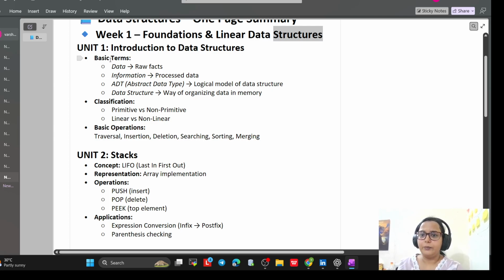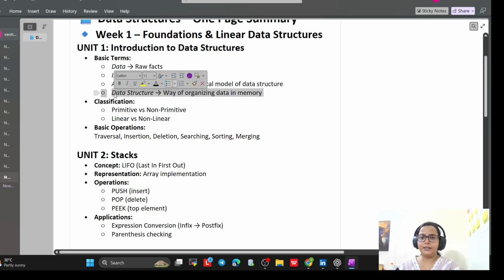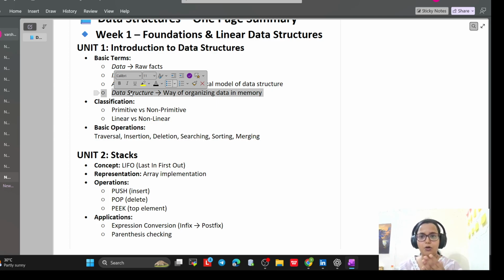Inside that, the basic terms will be like data. What kind of data? Raw data. Information is like processed data. ADT is nothing but abstract data type, so I am going to discuss that also. In that, the logical model of the data structure will be there. Then I will discuss that data structure means the way of organizing data in memory. All of that will come in unit 1 only.